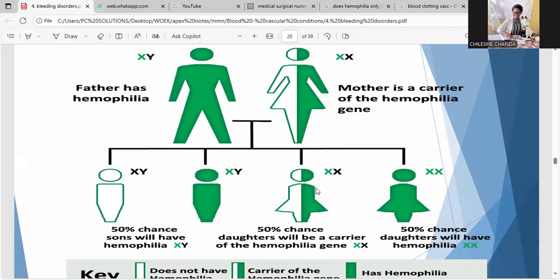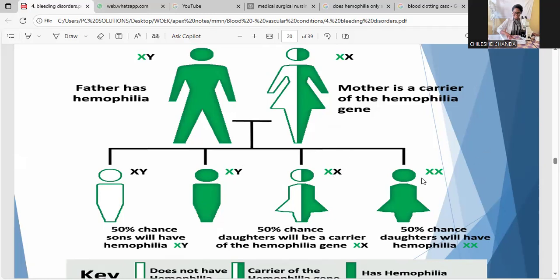And the same will happen to the female child. This female child will have two X's. However, one X will be affected, and since she has two X's, the other X will not be affected. Therefore, this child will be a carrier.